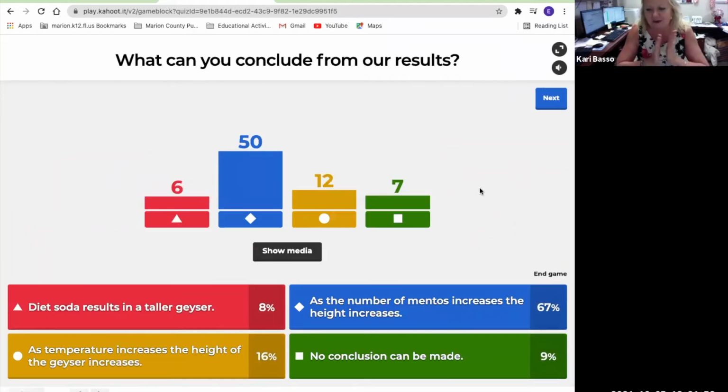Yay, good job, students. The number of Mentos increased the height because when we did 1 Mento, the geyser was only a little one, and then when we added 5, it was much, much bigger. So we can conclude that the number of Mentos increases the height. We can also then, like we have been discussing, do other experiments and maybe end up combining a bunch of results to make a giant geyser. So it might be number of Mentos and temperature, but each of those variables need to be tested by themselves.